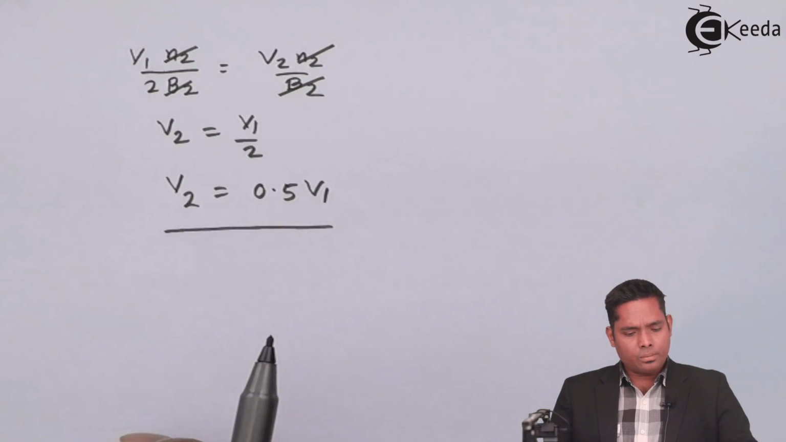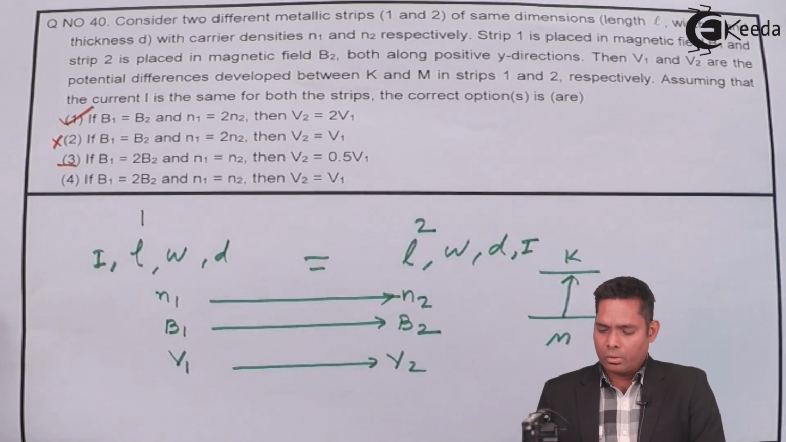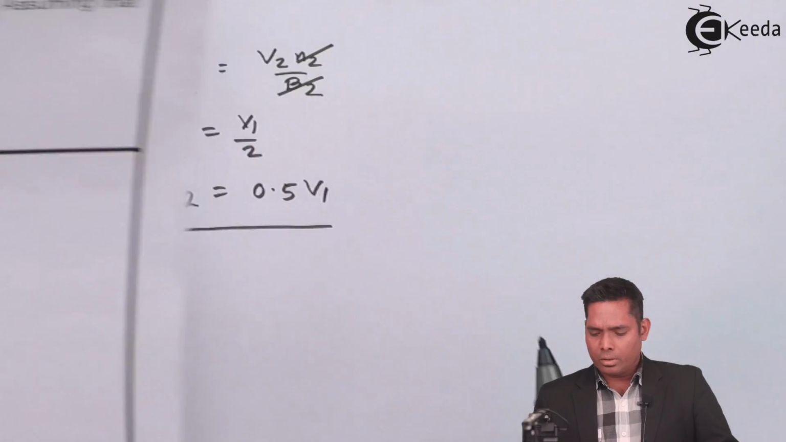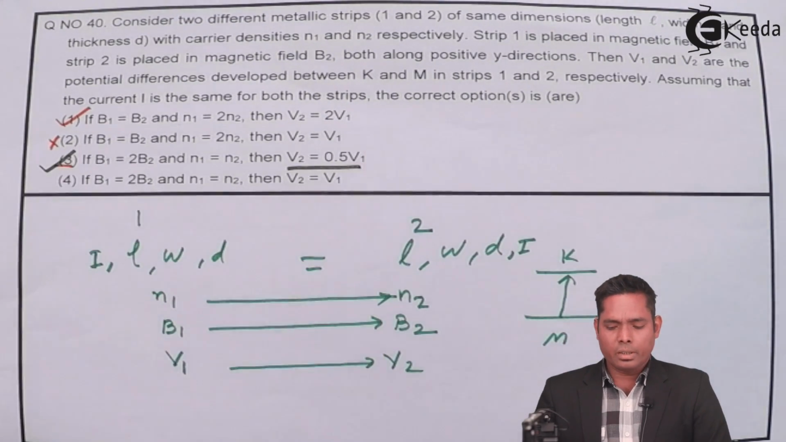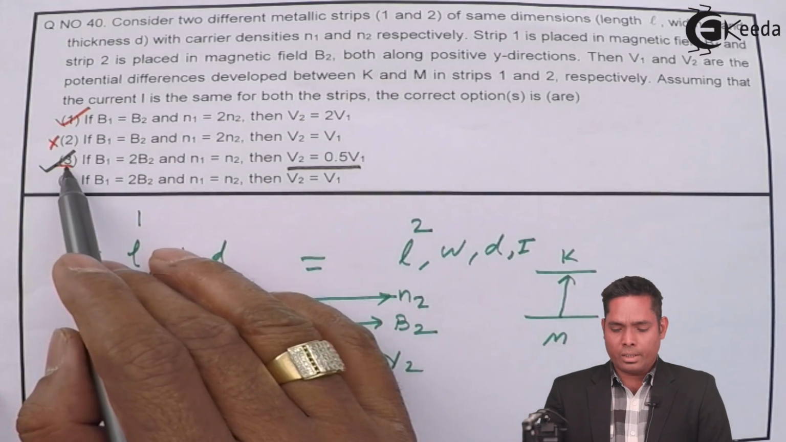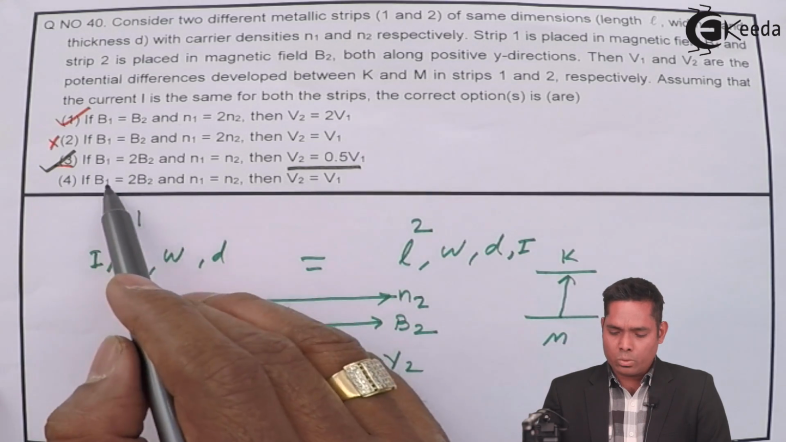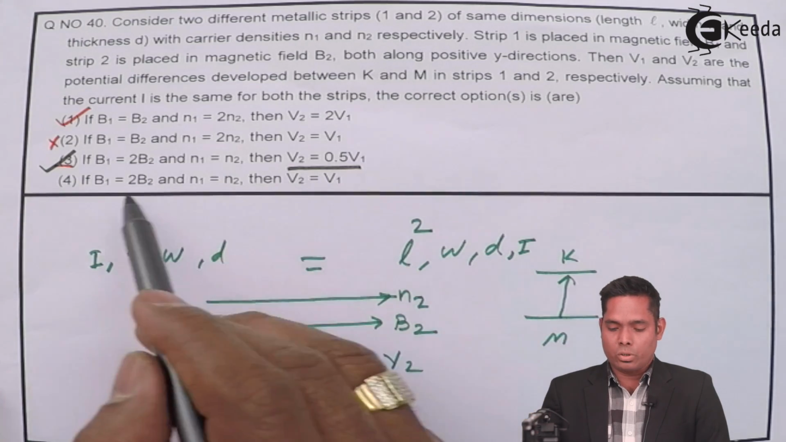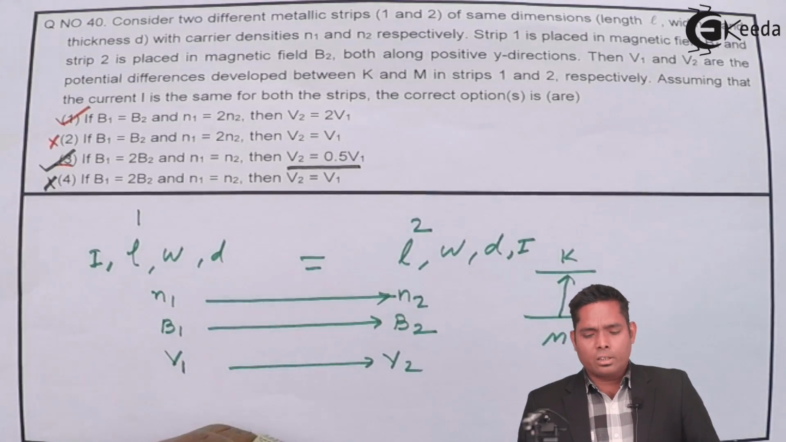If I see the option, V2 is 0.5 V1, so this relation is also correct. So in this question options number 1 and 3 are correct. The second option is wrong, because we have already seen that under these two conditions being the same, V2 is not V1, it is 0.5 V1. So this is the answer to this question.